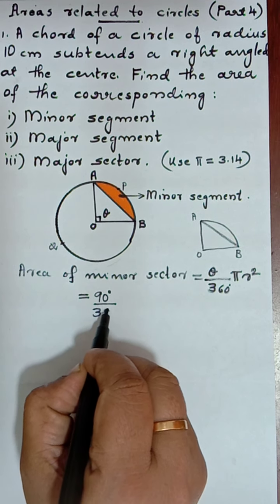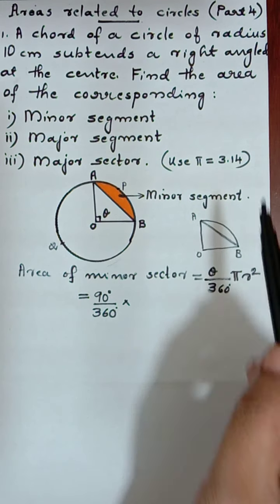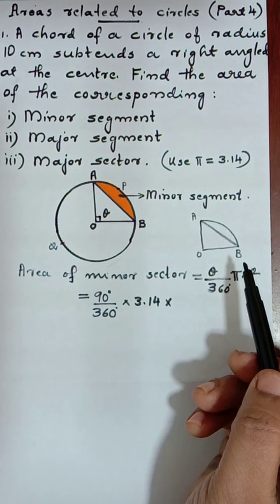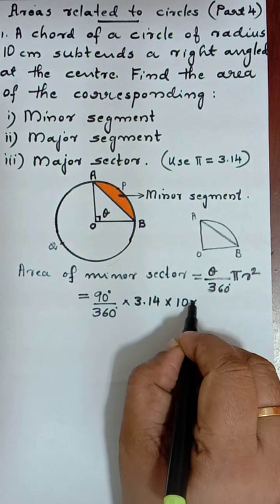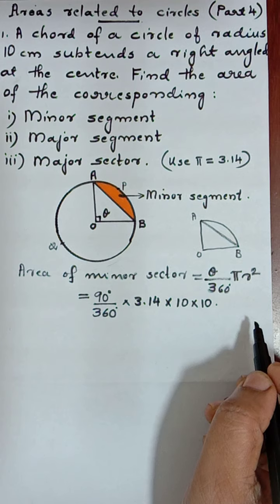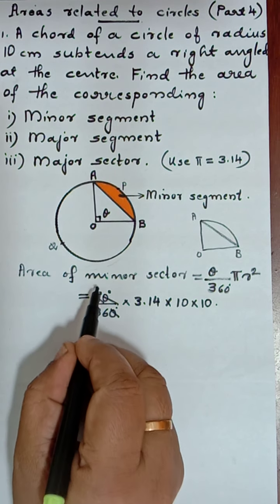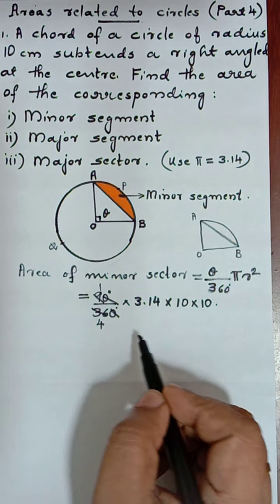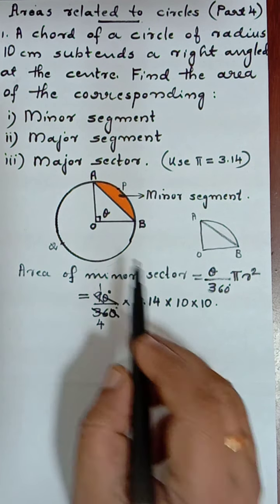90 by 360 degree into pi value. It is given along with the question. Pi is equal to 3.14 into radius given to us. It is 10 centimeter. Radius 10 centimeter. So radius square, be careful, we have to substitute correctly. So here what do we get then? Here we have to cancel 10 by 10, 9 one time, 9 fours. It is 1 by 4, everybody knows. For a quadrant angle, 1/4 of a circle.